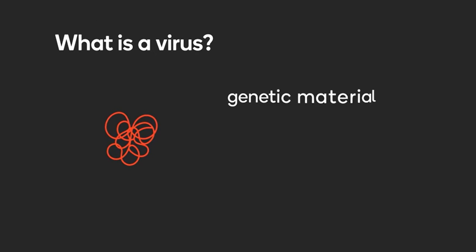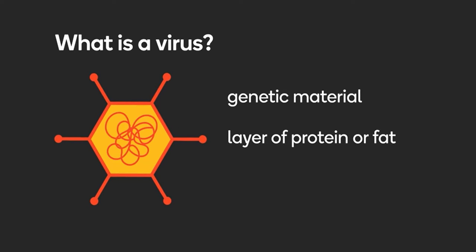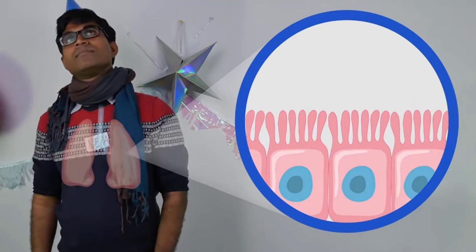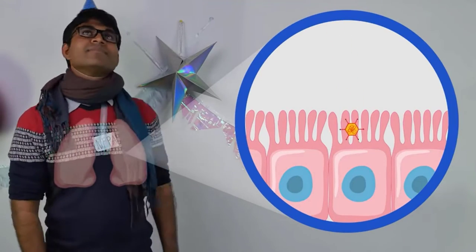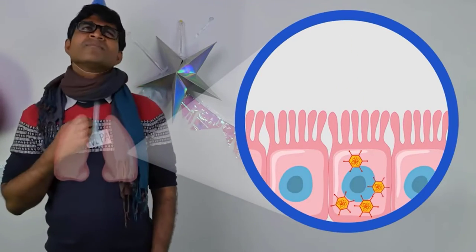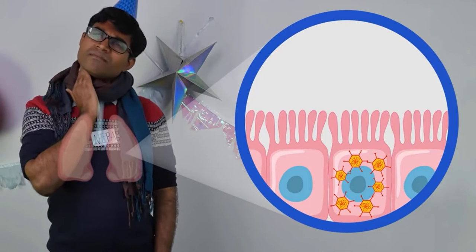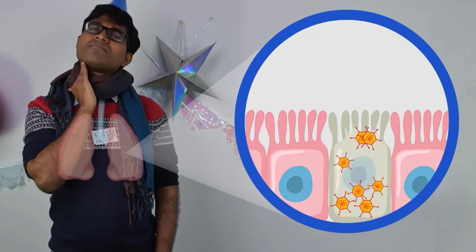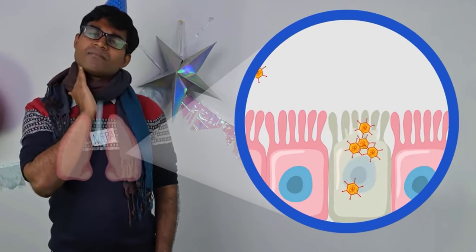Basically, it's a bunch of genetic material, like DNA, wrapped up in a layer of protein or fat. Because viruses are not cells, many scientists consider them to be non-living. However, this is still a matter of scientific debate. A virus can't reproduce in the way that cells do. Instead, it enters the body to infect a cell. It hijacks the cell to make more viruses. This usually causes the cell to burst, allowing thousands of new viruses to spread throughout the body.